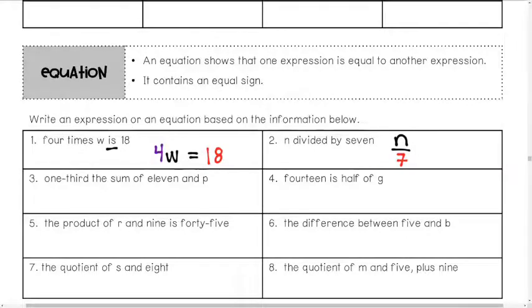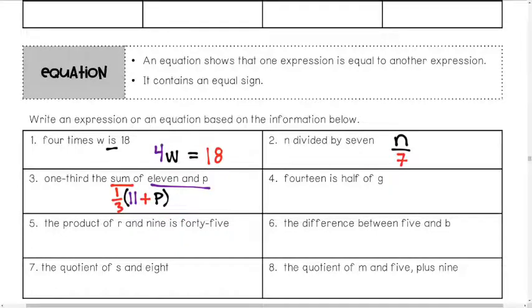Number 3, 1/3 the sum of 11 and p. So I have to take 1/3 of the sum of 11 and p. So first off, I have to take the sum of 11 and p. So I do that. I say the sum of 11 and p, and I want 1/3 of whatever that answer is, so I have to change the order of operations by adding parentheses and 1/3 on the outside. This means 1/3 the sum of 11 and p.